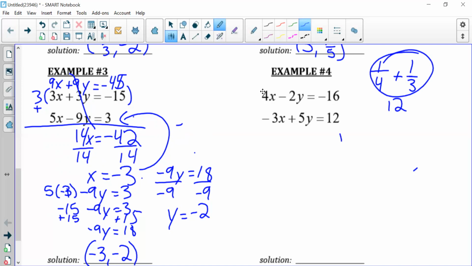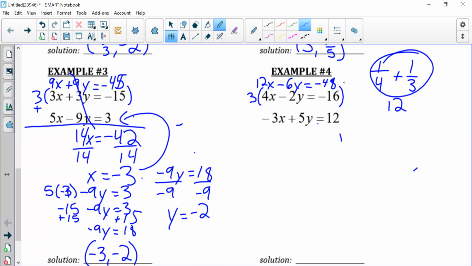In order to make these 12s, what do I have to multiply my first equation by? Well, 4 times what is 12? That's 3. So I multiply this entire equation times 3. This gives me 12x minus 6y equals, and I should be able to do this in my head, guys, but I'm not going to be able to. 16 times 3, 48. So it equals negative 48. Pardon me while I use my calculator there.